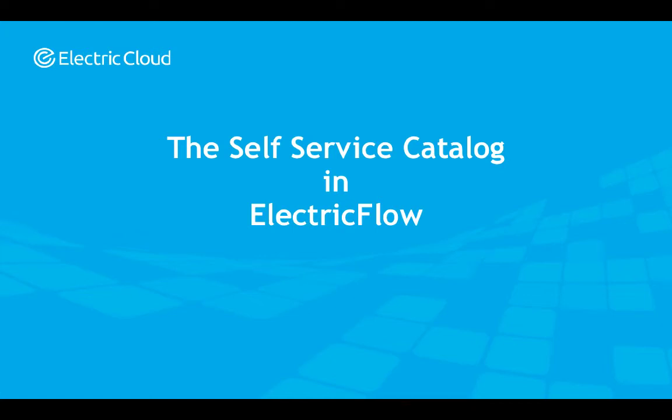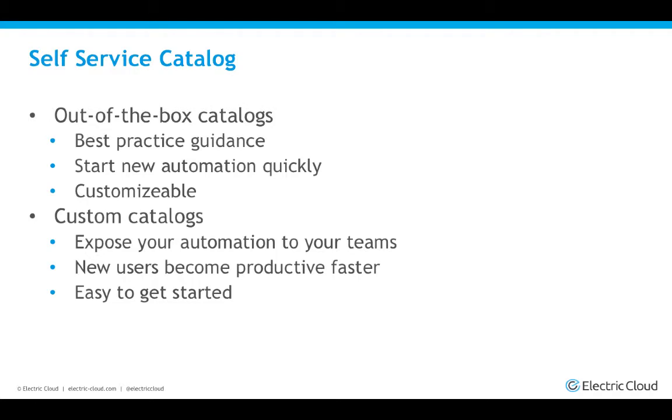Get started quickly with the self-service catalog in Electric Flow. The self-service catalog helps you accelerate your DevOps adoption and promote best practices and consistent processes throughout the organization. Catalog items provide an intuitive way to start creating objects and automation in Electric Flow with minimal input from users.